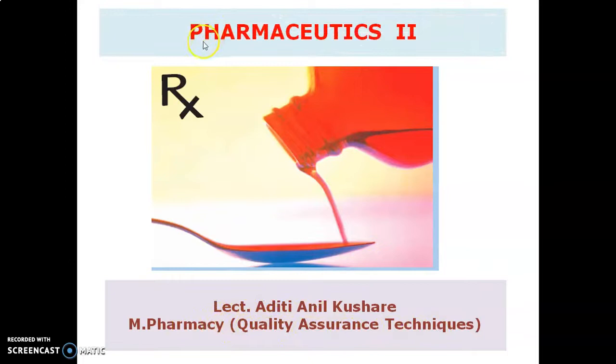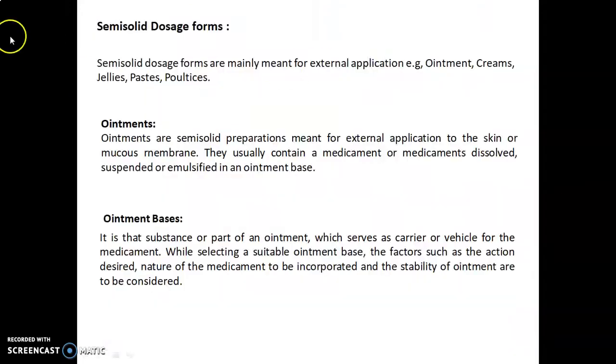Today we are going to discuss the experiments from Pharmaceutics 2. First of all, we are going to discuss semi-solid dosage forms. Semi-solid dosage forms are mainly meant for external application, for example ointments, creams, jellies, pastes, poultices, etc. In that, we will discuss the ointments.